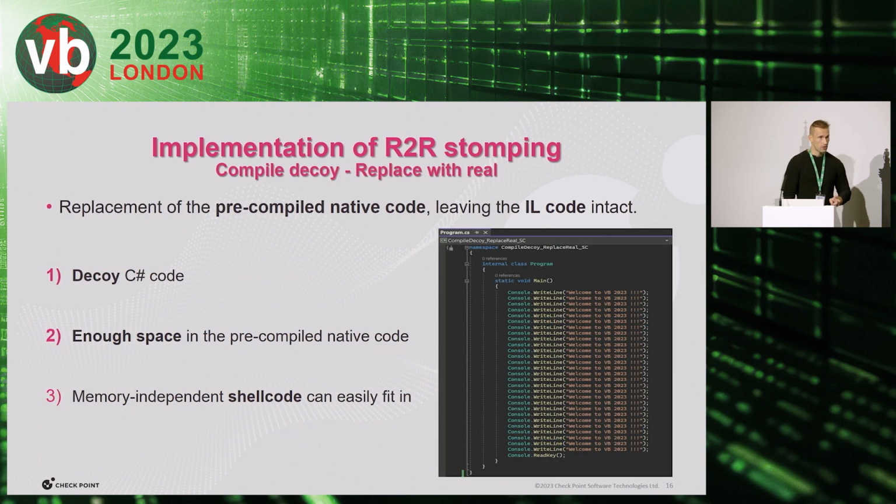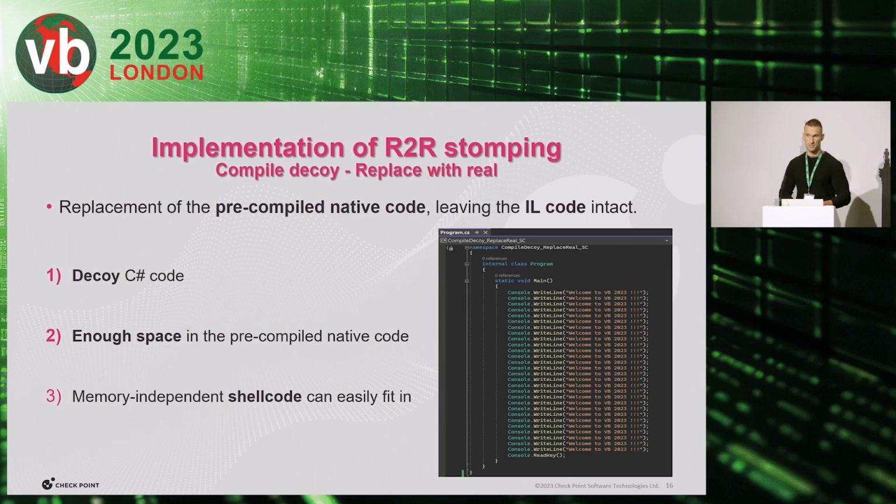The second way how we can create the ready-to-run stomped assembly is about replacing the precompiled native code and leaving the IL code intact. So we will create some decoy C# code. It should be large enough because we try to make it simple. Because if the decoy C# code is large enough, it will result in enough space in the precompiled code. And after that, we have enough space for our shellcode that can easily fit in place of the precompiled code.